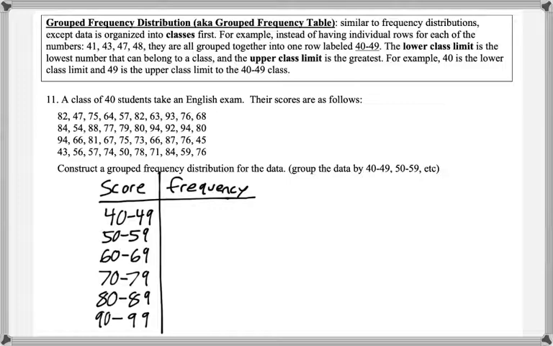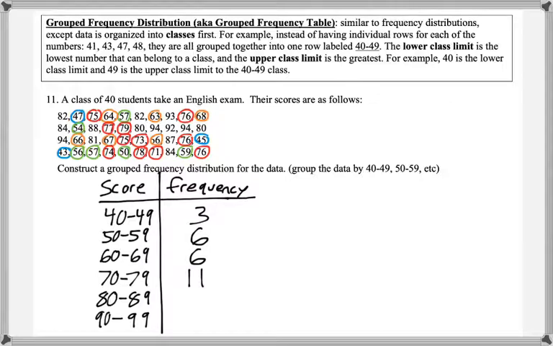So the first class is the 40s, and I need to find all of the values here that are in the 40s. So there are 3 of them, which means the frequency of this class is 3. Next is the 50s, and there are 6 values in the 50s. Next is the 60s, and there are 6 of those.